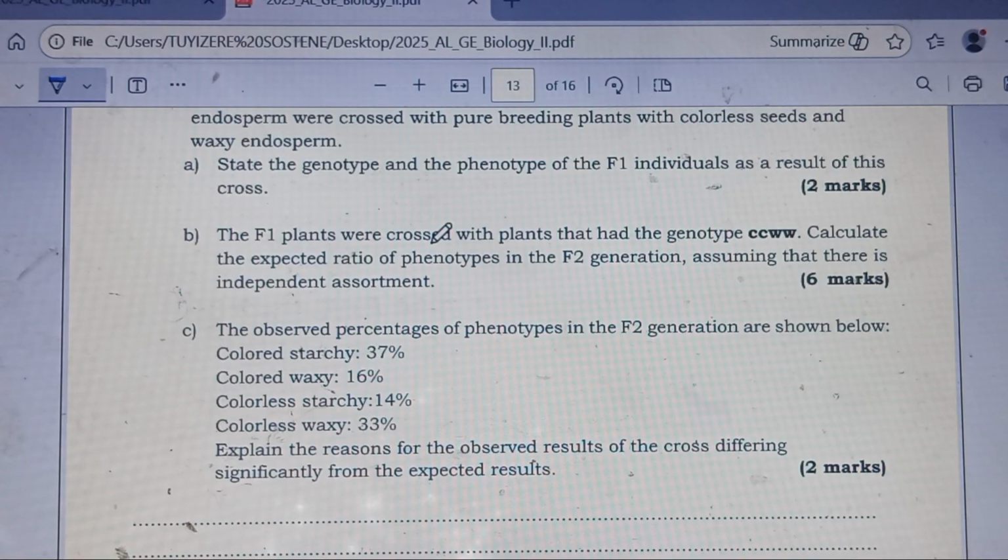For A, the genotype is capital C, small c, capital W, small w. The phenotype is colored starchy. For B, the ratio of F1 is 1:1:1:1. For C, the reason is linkage or experimental errors.